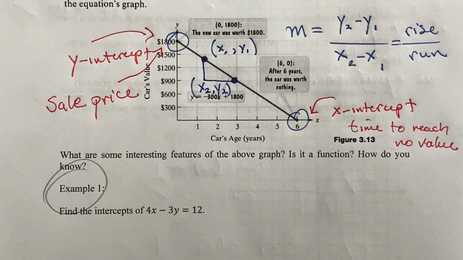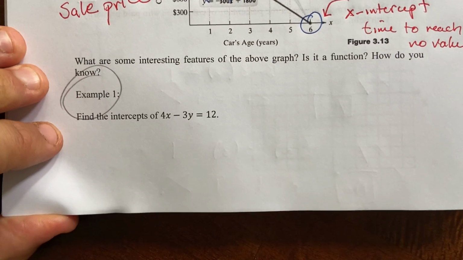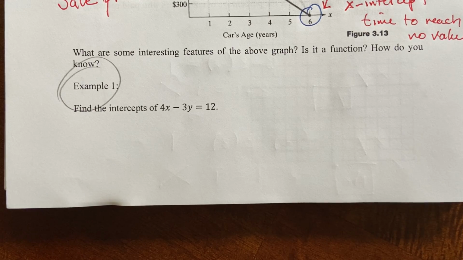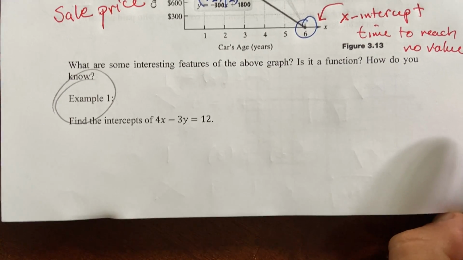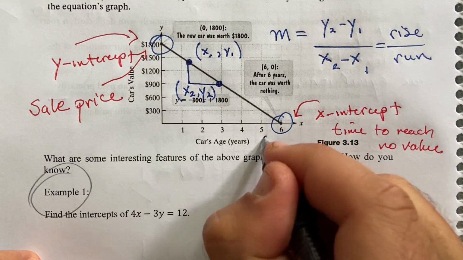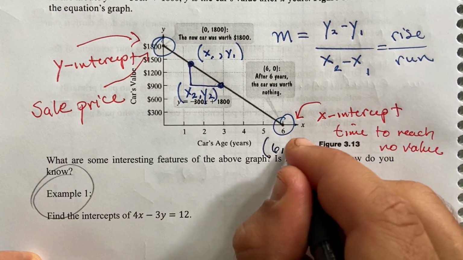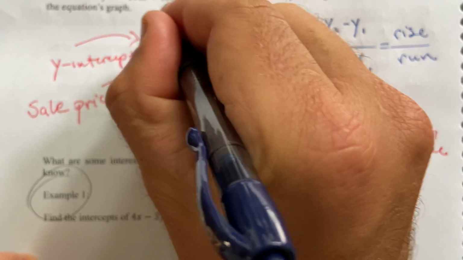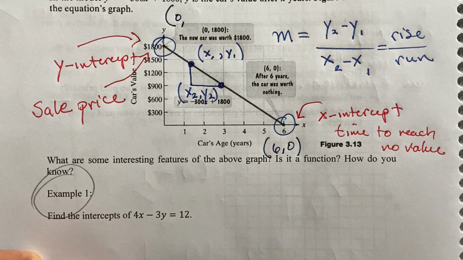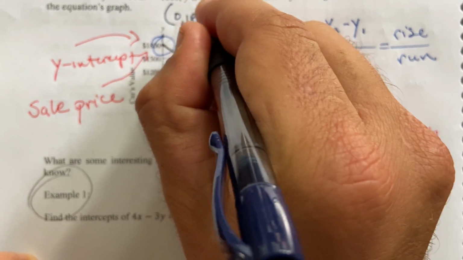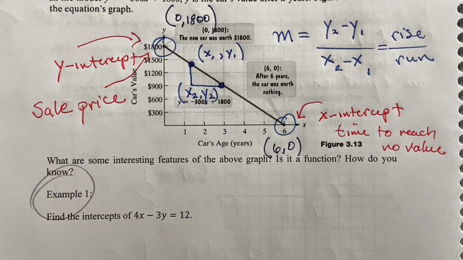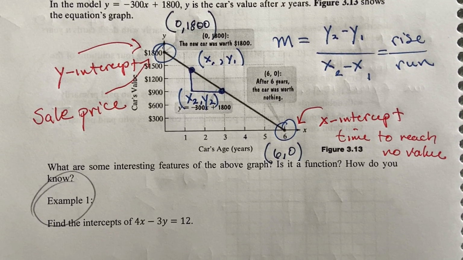All right? So intercepts and slope, they're important features of lines. This one asks to find the intercepts. What is going on here? This point is 6, 0, right? And this point over here would be 0, 1,800. Let me refocus this thing.